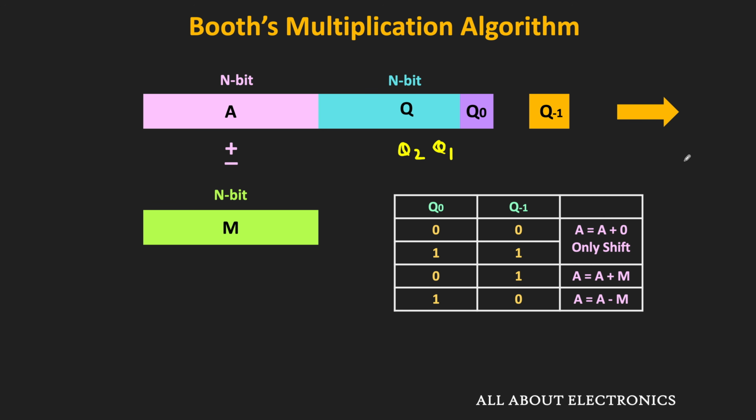Another advantage of Booth's algorithm is that it also works for signed numbers. That means using this algorithm, we can also multiply signed numbers, and at the same time, we can reduce the execution time.